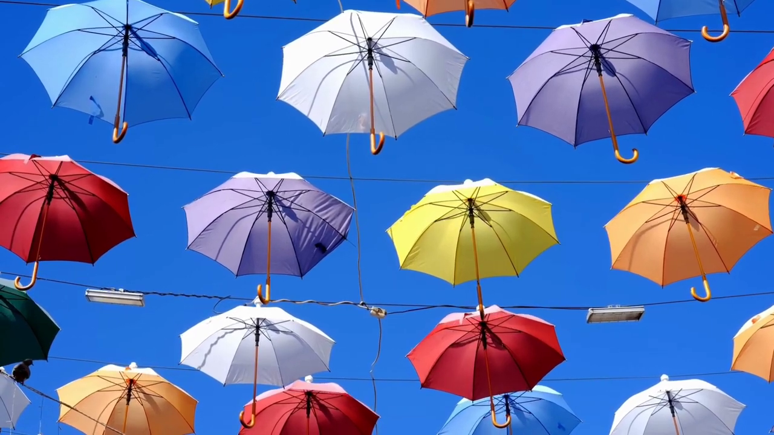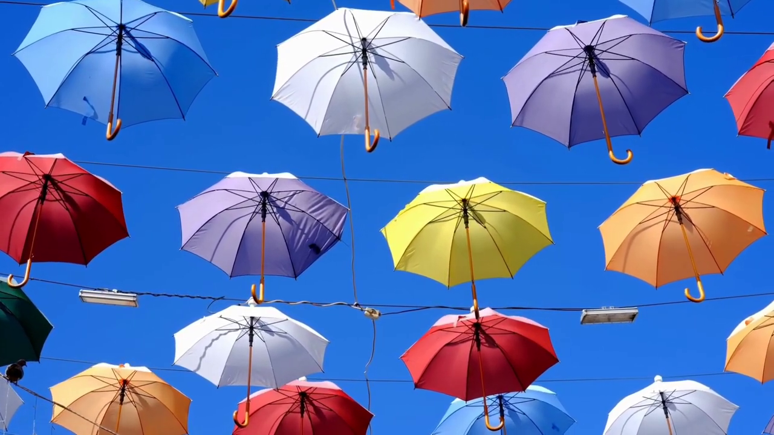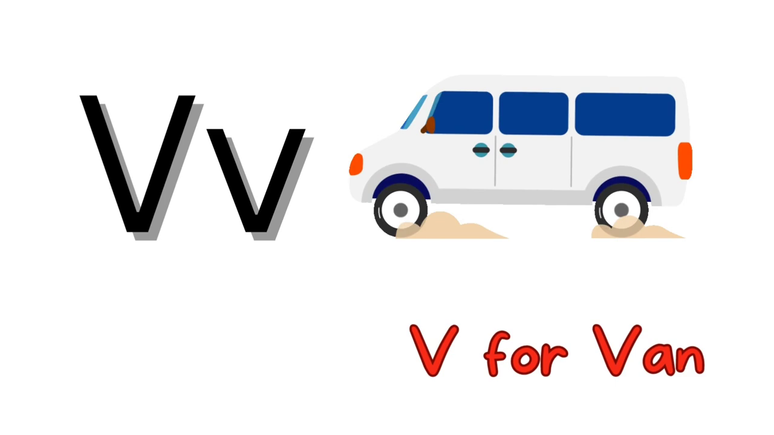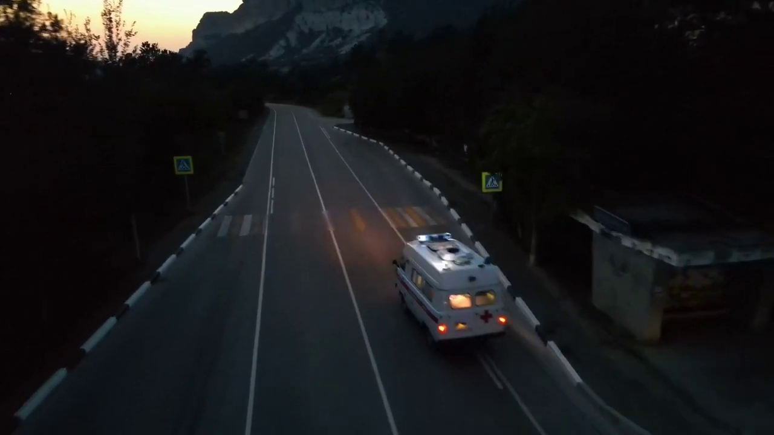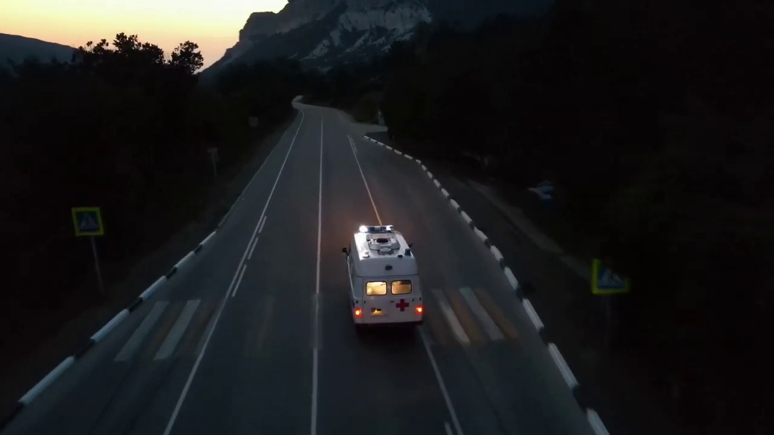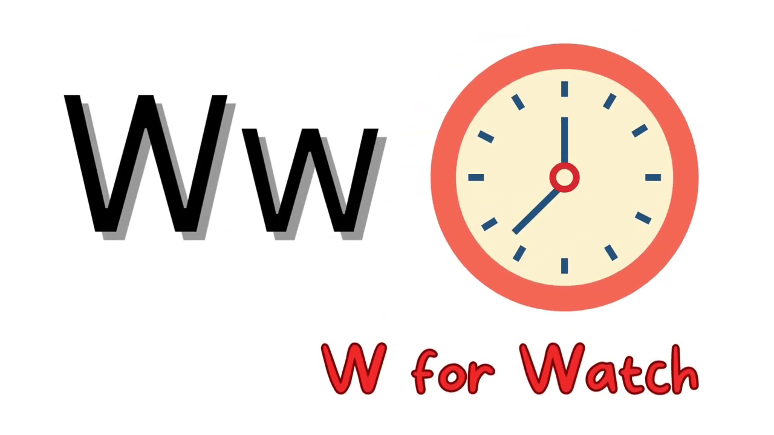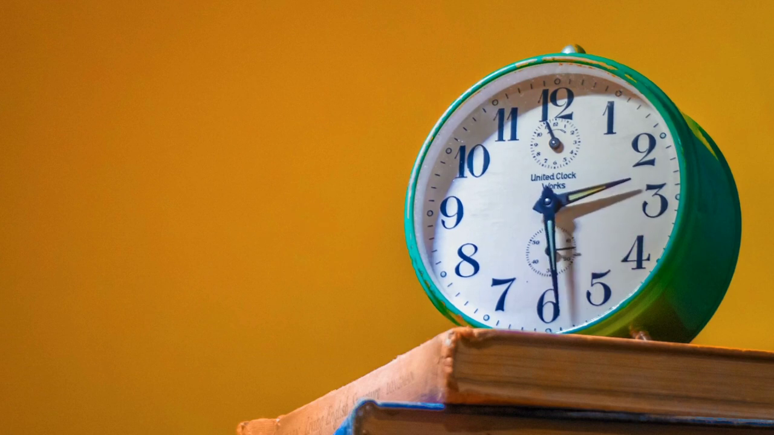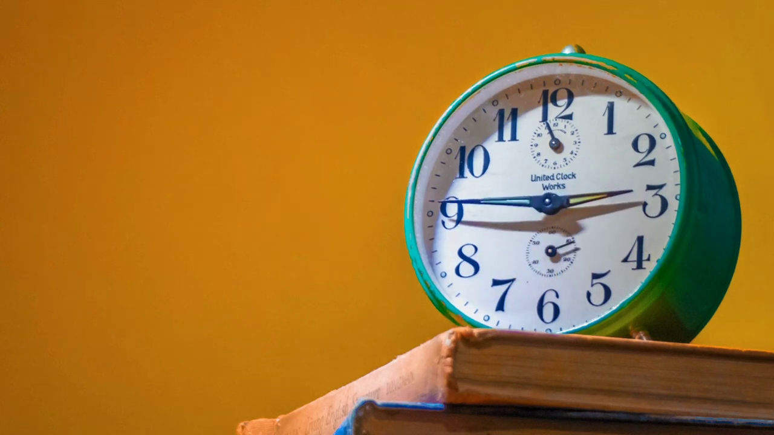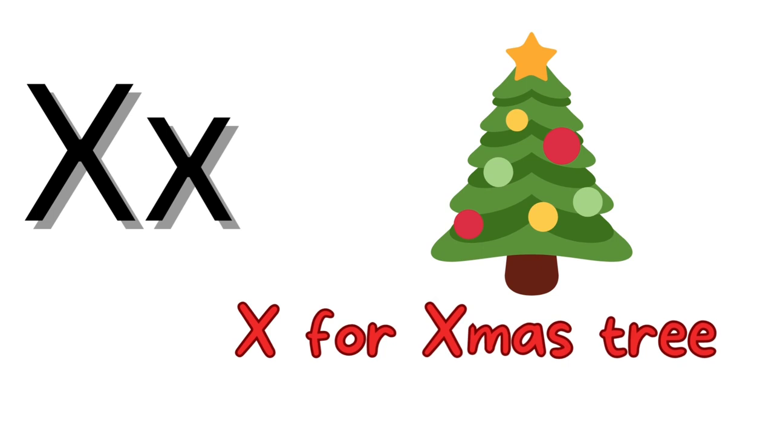Umbrella. Umbrella. V. V for van. Van. Van. W. W for watch. Watch. Watch. X. X for Xmas tree. Xmas tree. Xmas tree.